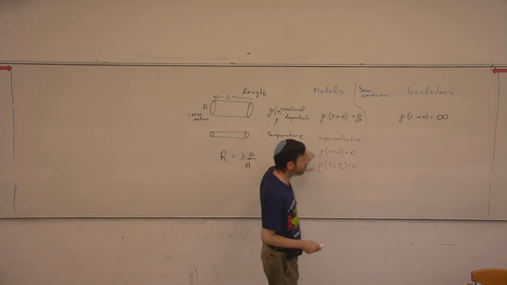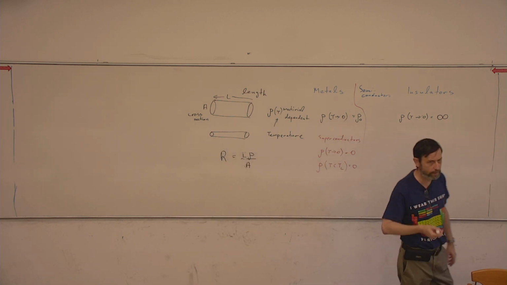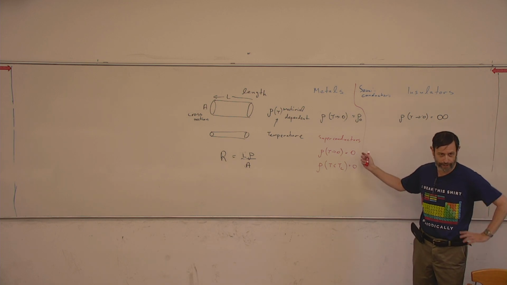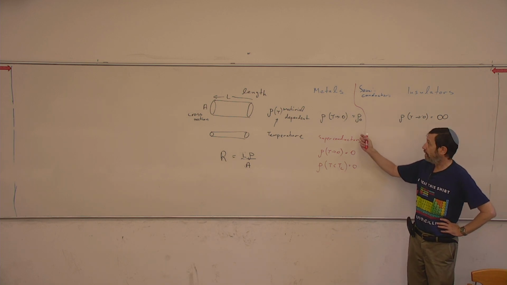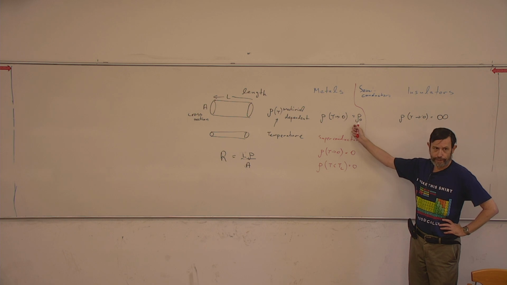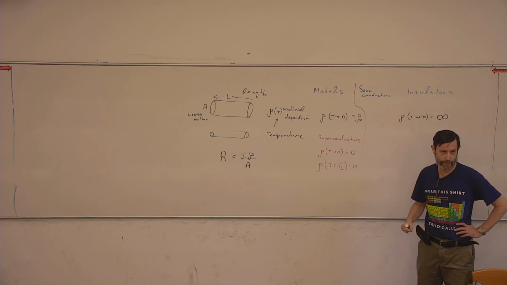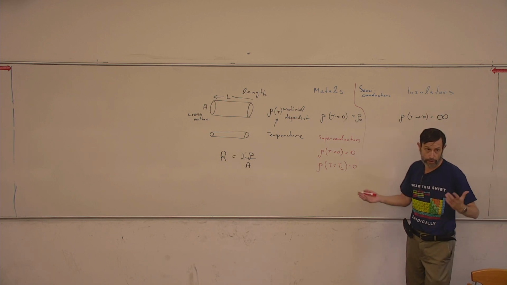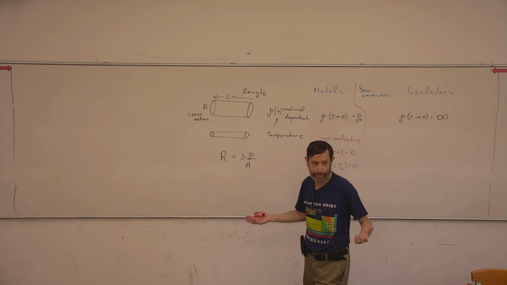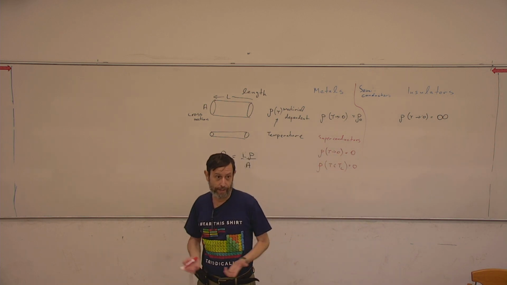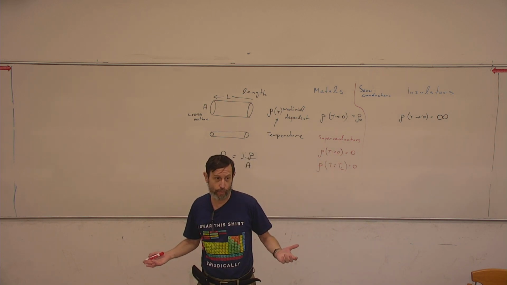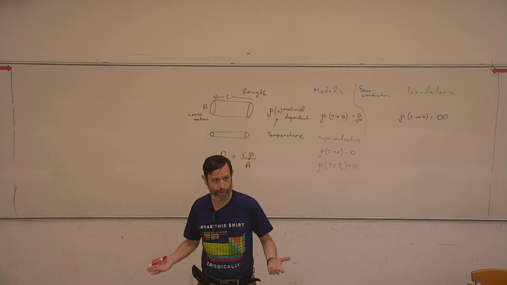Okay, so we'll touch upon superconductors at some future date. We have said something about metals. We have said something about insulators. Insulators are also very important. We don't want current to go where we don't want it to go.